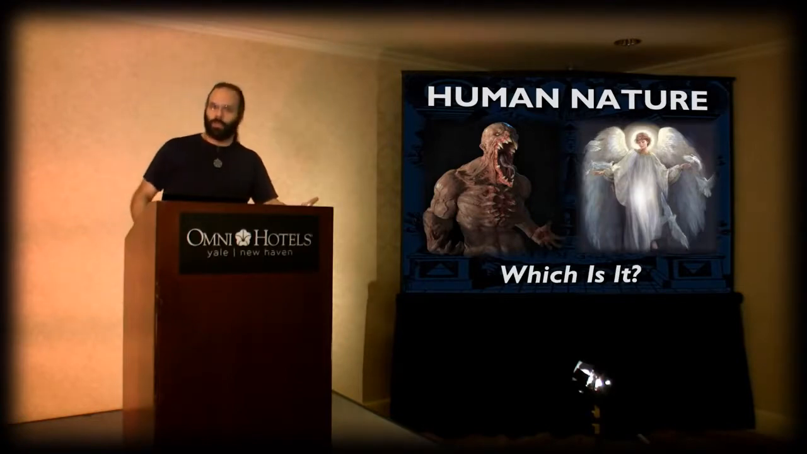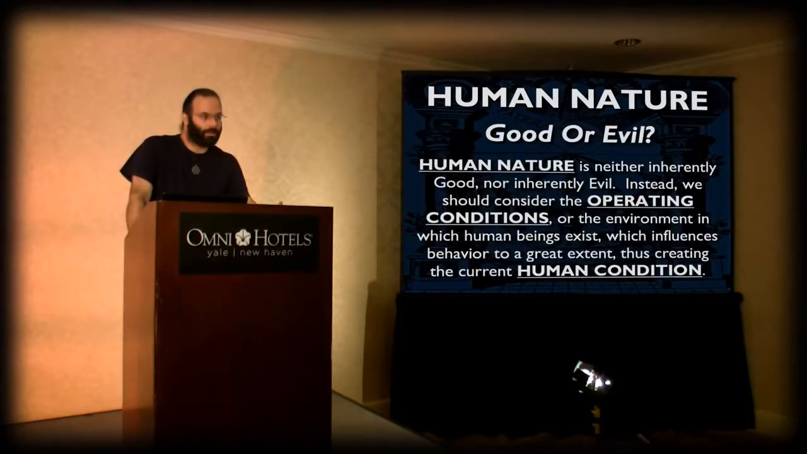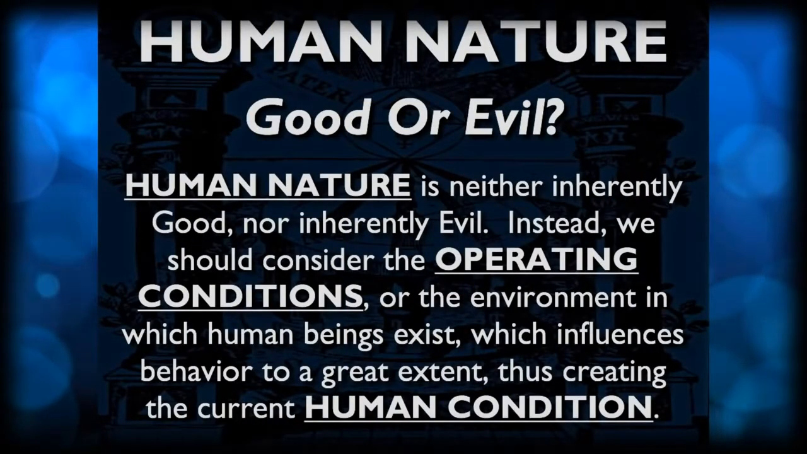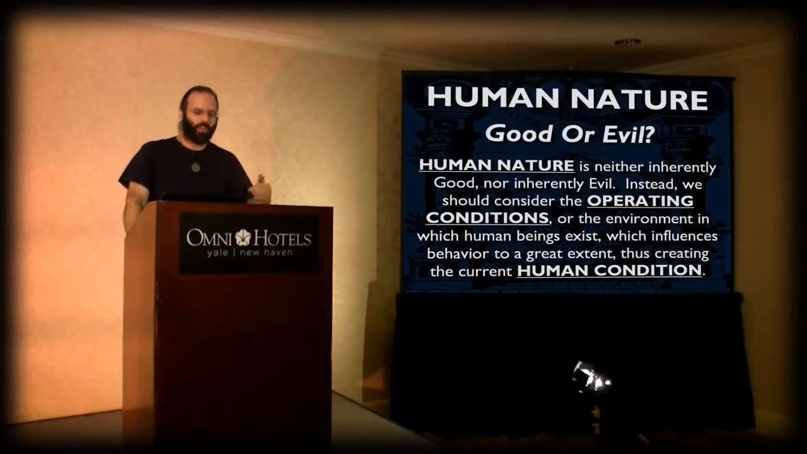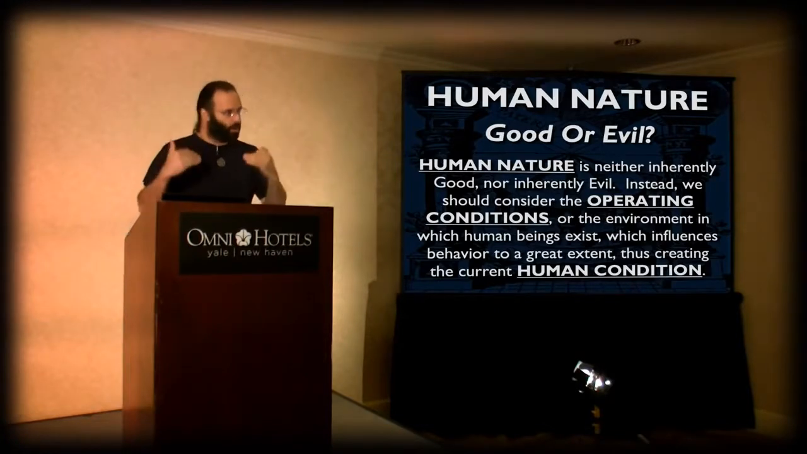So what's the nature of a human being? The nature of a human being is that it takes in information, it processes it, and then it outputs it through behavior. And as we're going to see, that's very much like a computer. I'm not saying that it is a computer, I'm saying it's like one. Okay? So human nature is neither inherently good nor inherently evil, as many people think, falling on one side of this argument or the other. Instead, we should consider the operating conditions or the environment in which human beings exist, which influences behavior to a great extent, thus creating the current human condition.